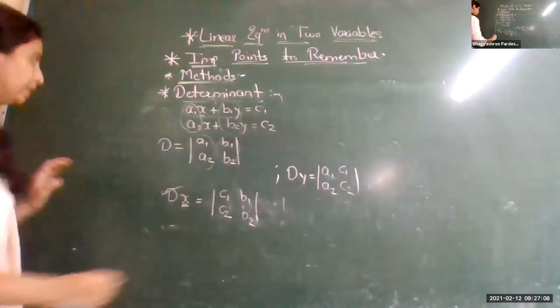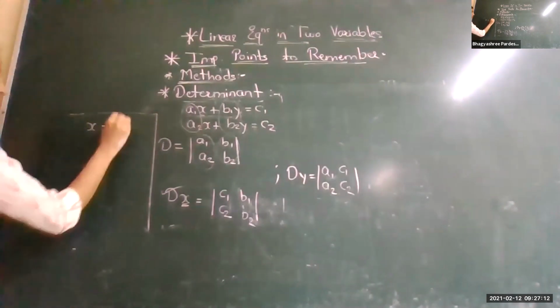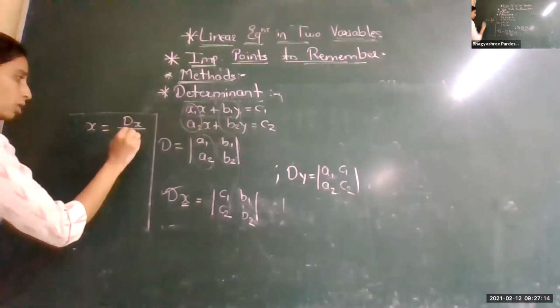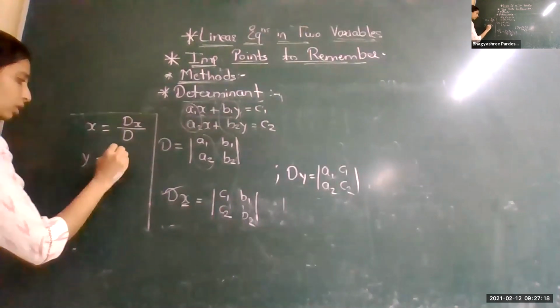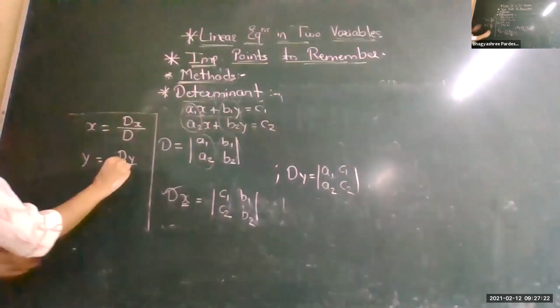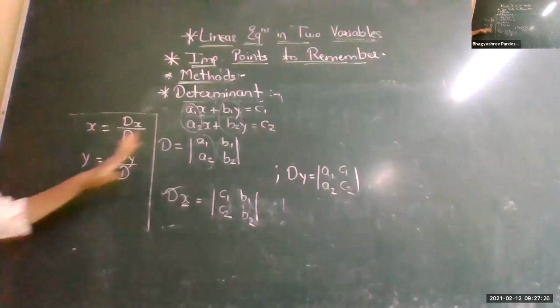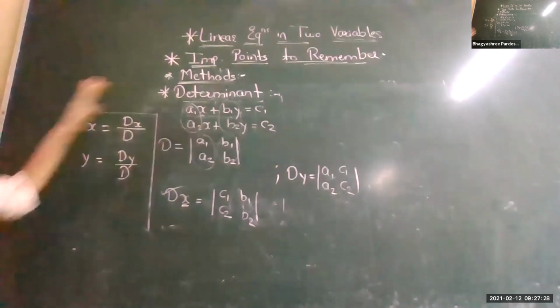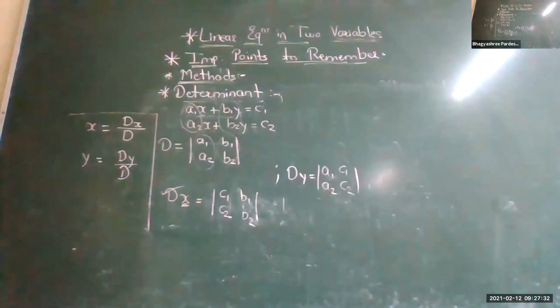And once we have got this, you can solve for x. Just remember this formula, because in linear equations this is the only formula which you must remember. For x, dx by d, and for y, dy by d. Okay, just remember this formula. Now let's see one example which can be asked on this.